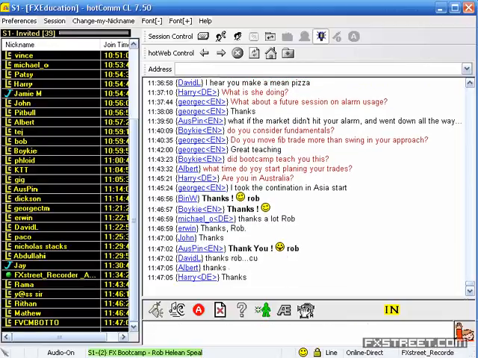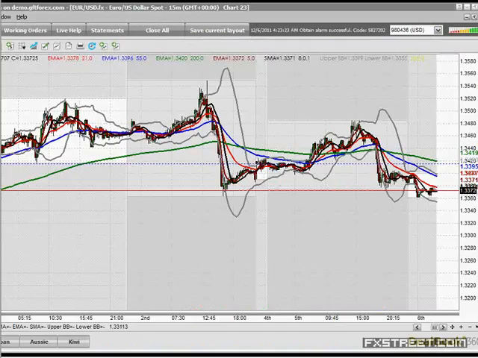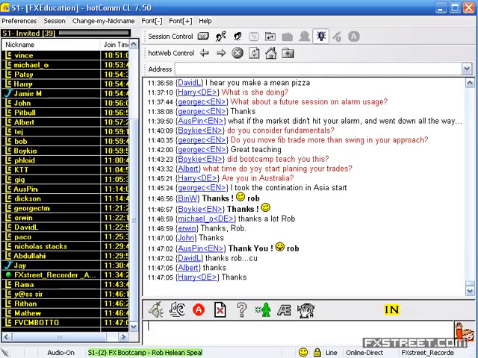Watch this euro today, guys. This euro this week could get really interesting. There's also a lot of fundamentals out there in the market, so just take it easy.